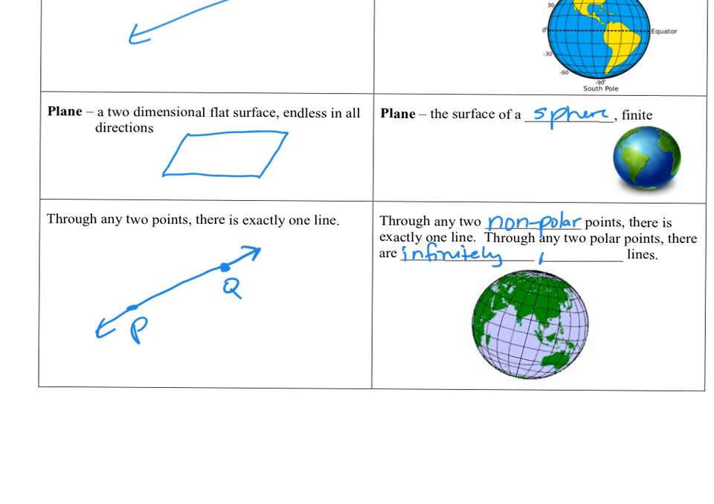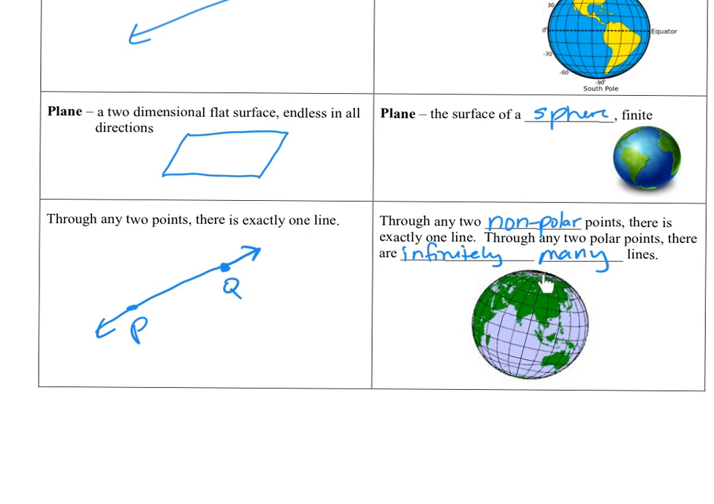Infinitely many lines. A good example of that would be, again, to look at a globe, look at the North Pole and the South Pole. You can see that there are many, many longitudes that pass through those two poles. And what we have drawn here is just a subset of all possible great circles that go through those poles. So there are actually infinitely many lines that go through any two polar points.